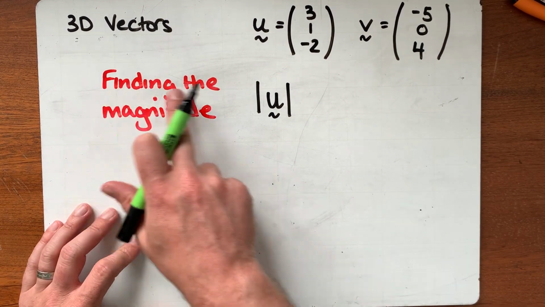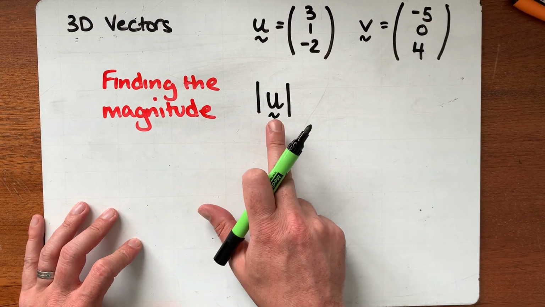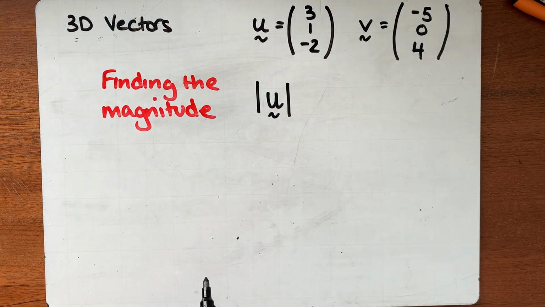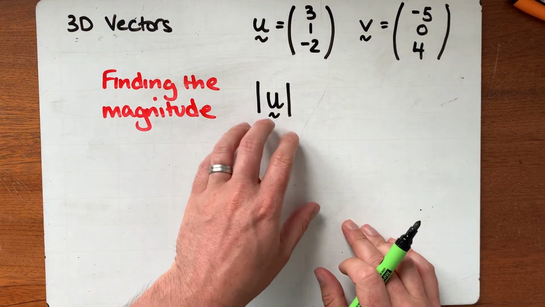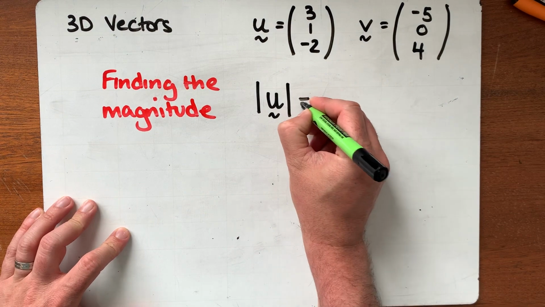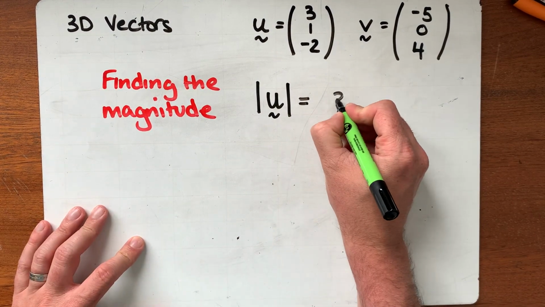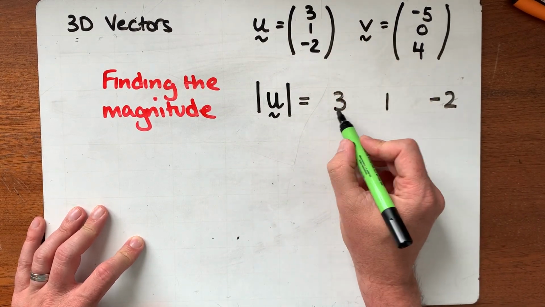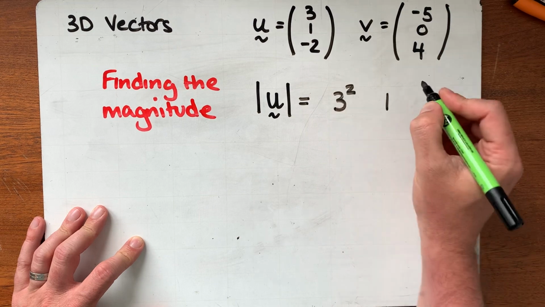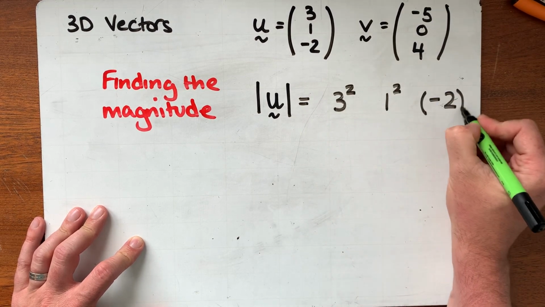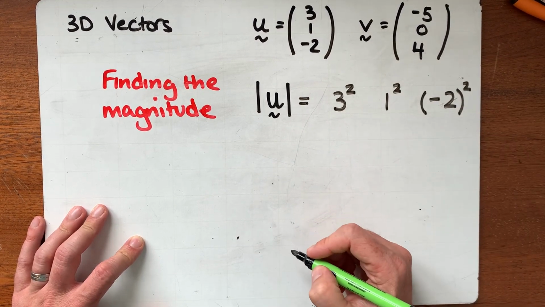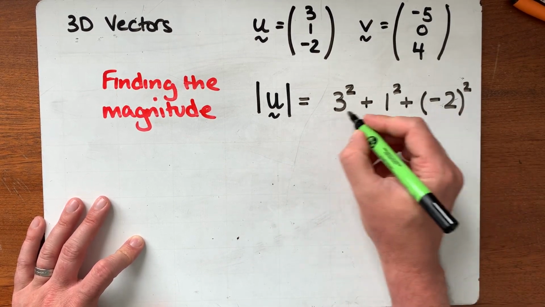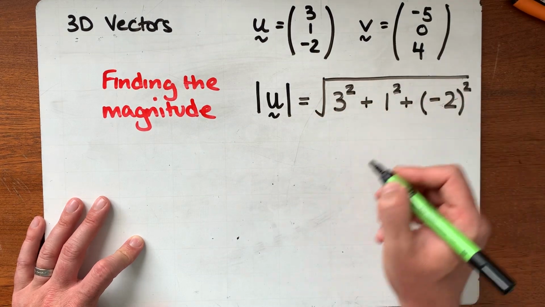Essentially, if I want to find the magnitude of a vector, in this case vector u, I know I'm finding the magnitude because of these 2 vertical lines. That's the notation that I'm finding the size of u. All we're going to do, same as 2 dimensions, is take our components one at a time: 3, 1, -2, and we are going to square each of them. Again, with negatives, I like to have a wee bracket around there to remind me what's going on. Once we've squared them, we add, and then we square root the result that we get.